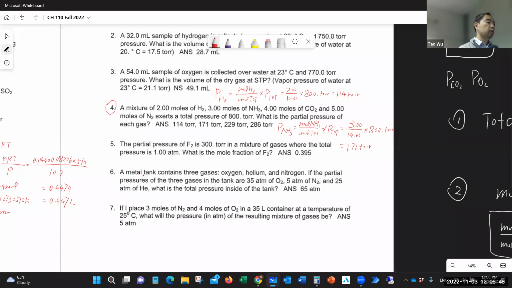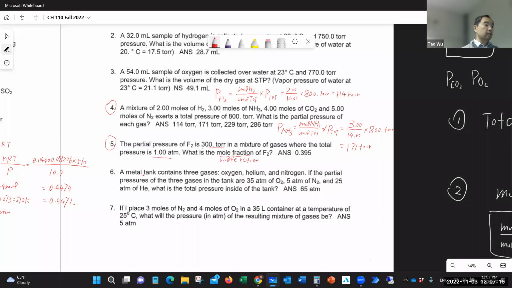Okay, and then if you talk about question number 5, it's doing the same thing. The partial pressure of the F2 gas is 300 torr, in a mixed gas where the total is 1 atmosphere, so they're asking for what is the mole fraction. The mole fraction is the same, meaning the mole ratio.